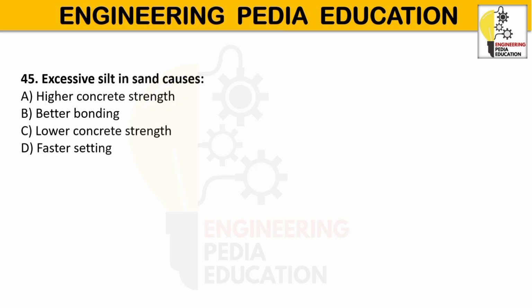Excessive silt in sand causes higher concrete strength, better bonding, lower concrete strength, faster setting. So the correct answer is lower concrete strength. Excessive silt is harmful for concrete and mortar. Reduces bond between cement paste and aggregate. Increases water demand. Lowers concrete strength. Increases shrinkage and cracking. Reduces durability. Makes concrete less dense. This silt is an impurity present in sand. It should not be more than 8%.